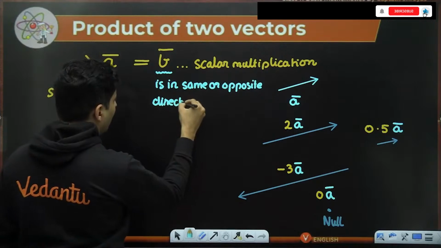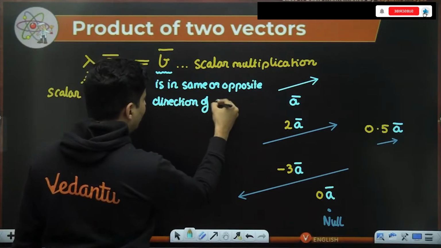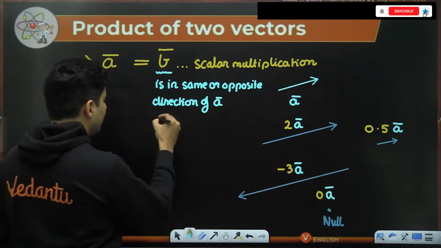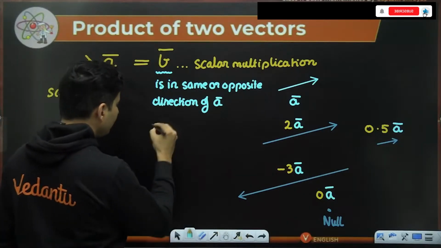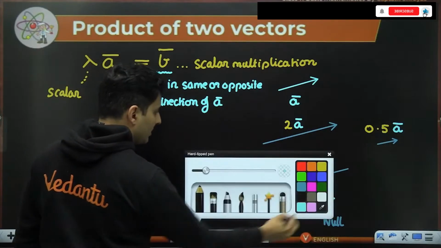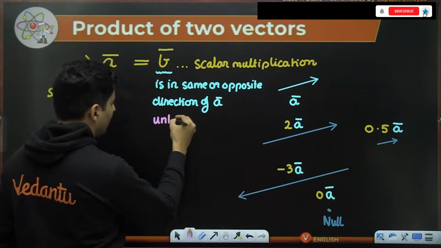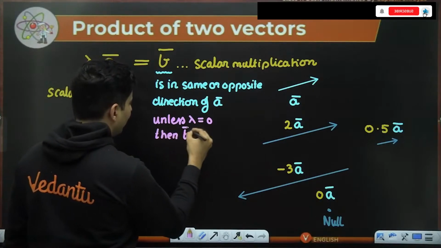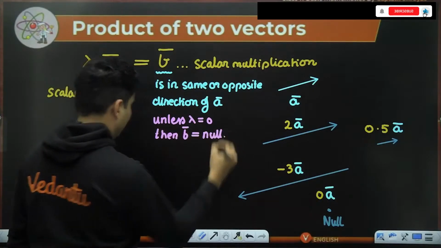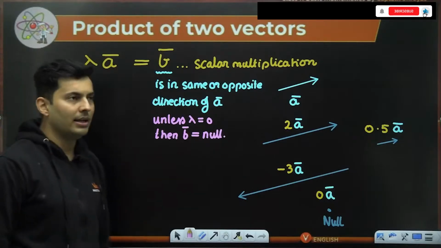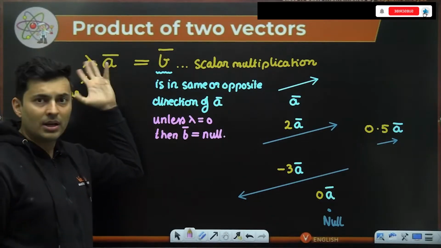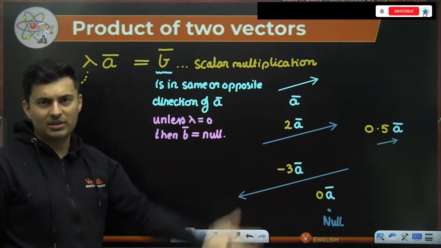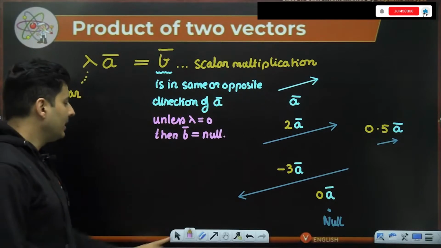Then I can say that this particular vector B is in the same or opposite direction of A vector. It is in the same direction or opposite direction of A bar, unless there is a special scenario, unless lambda is 0, then B vector is nothing but a null vector. So as long as this is some number like 3, 500, whatever, it will be either in the same direction or in the opposite direction.